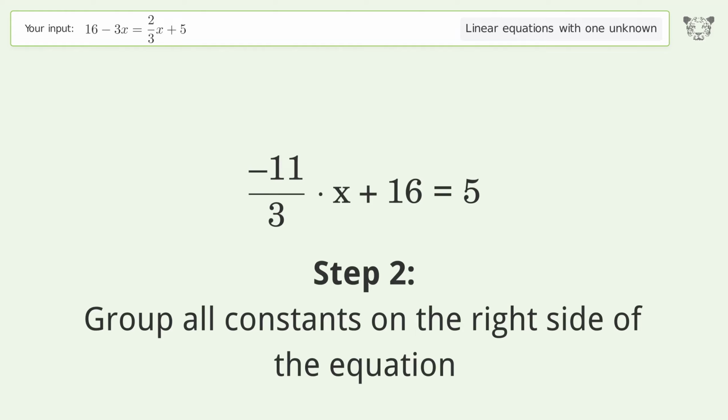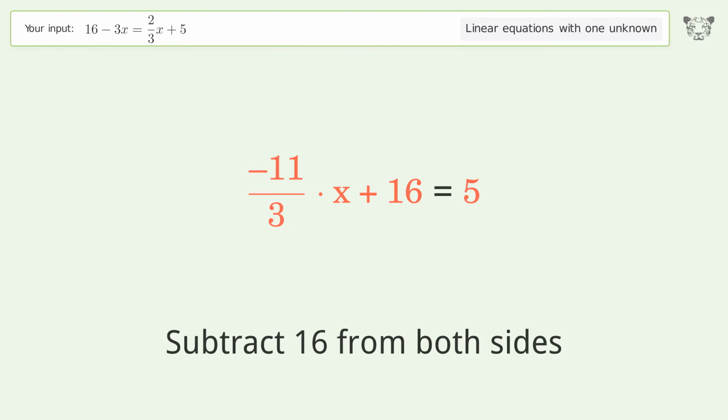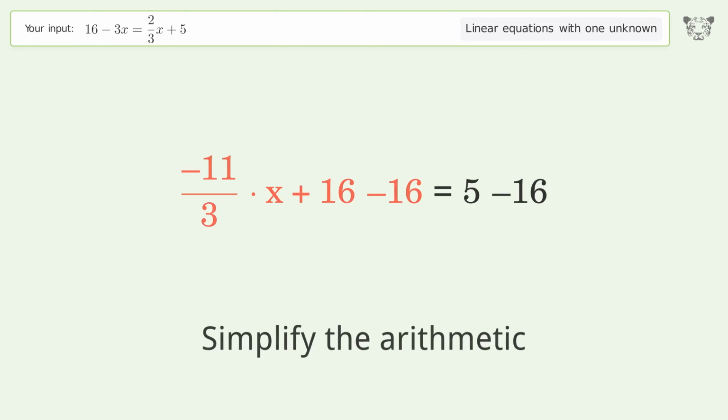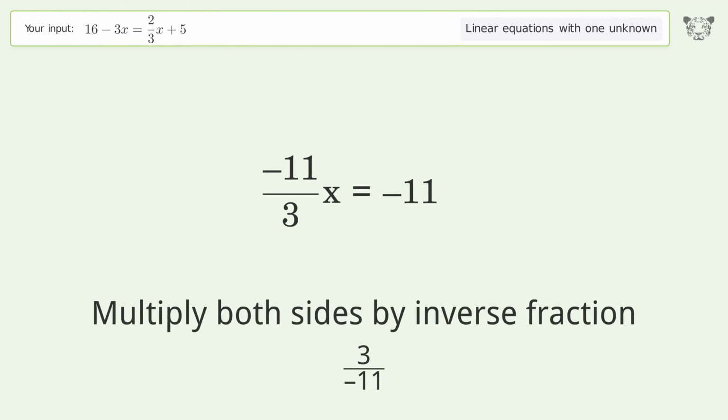Group all constants on the right side of the equation. Subtract 16 from both sides. Simplify the arithmetic. Isolate the x. Multiply both sides by inverse fraction 3 over negative 11.